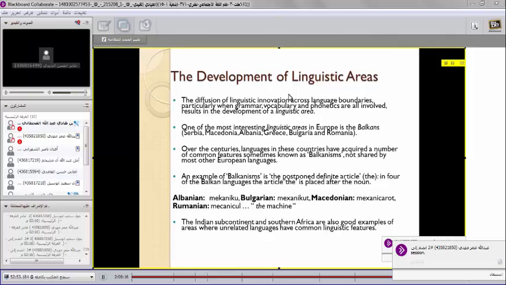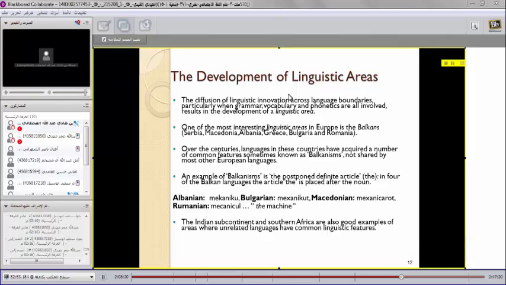The development of linguistic areas, the diffusion of linguistic innovation across language boundaries, particularly when grammar, vocabulary, and phonetics are all involved, results in the development of a linguistic area. And this is the last concept that is involved in this chapter.